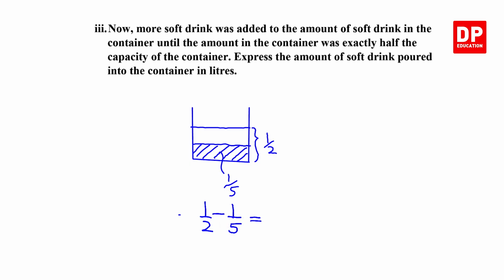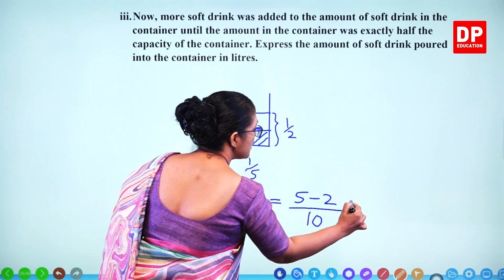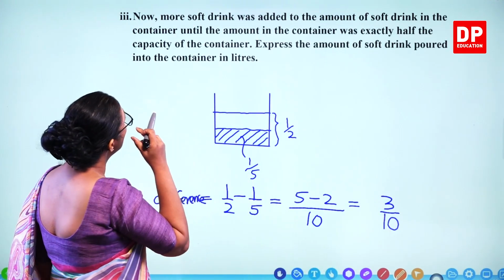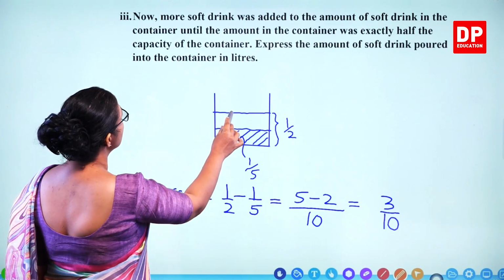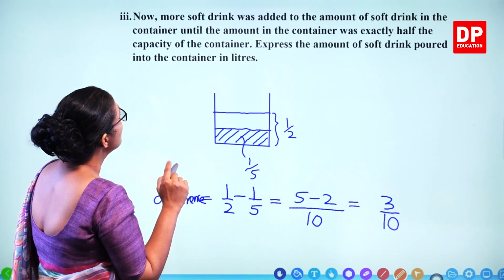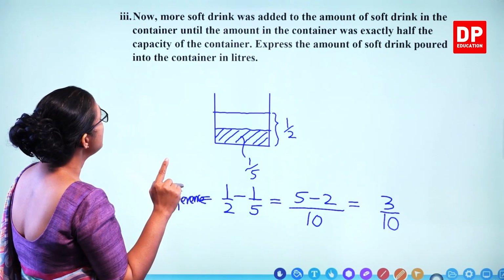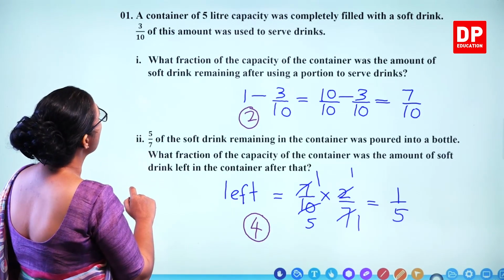That means take the common denominator 10. Convert this, you multiply by 5. Here you need to multiply this by 2. 3/10. So you have to pour 3/10 of soft drinks to that. So express the amount of soft drink poured into the container in liters. So what is the capacity of this?